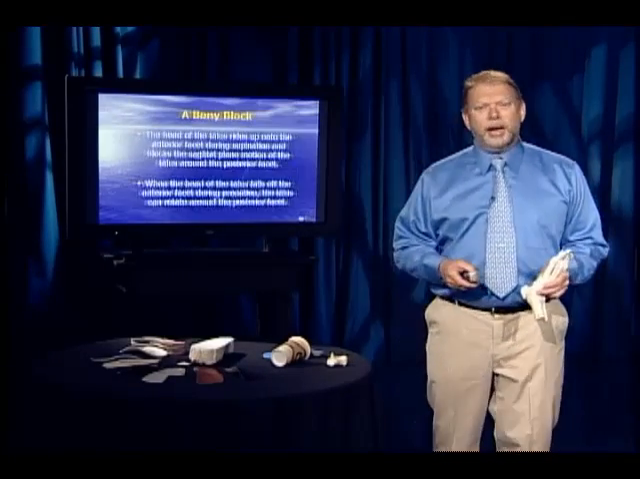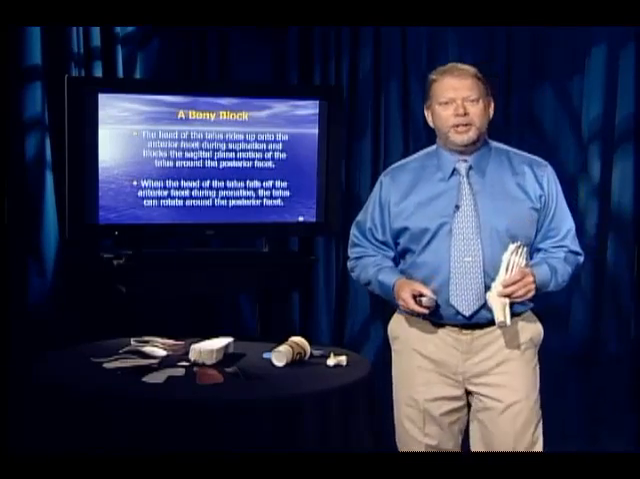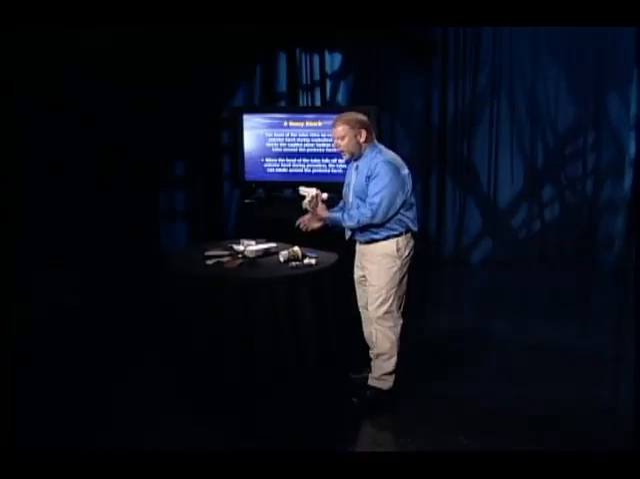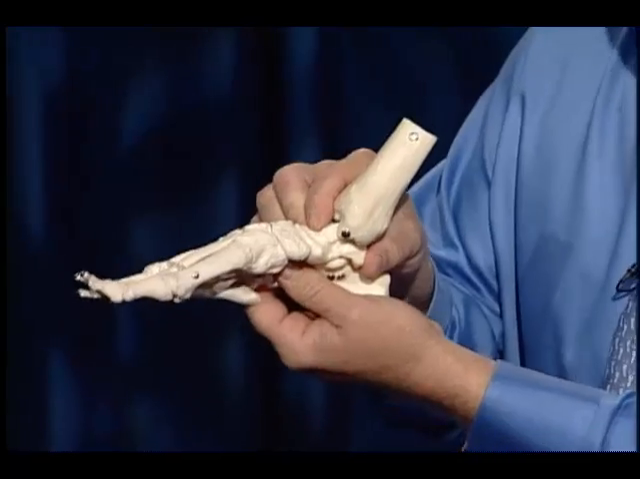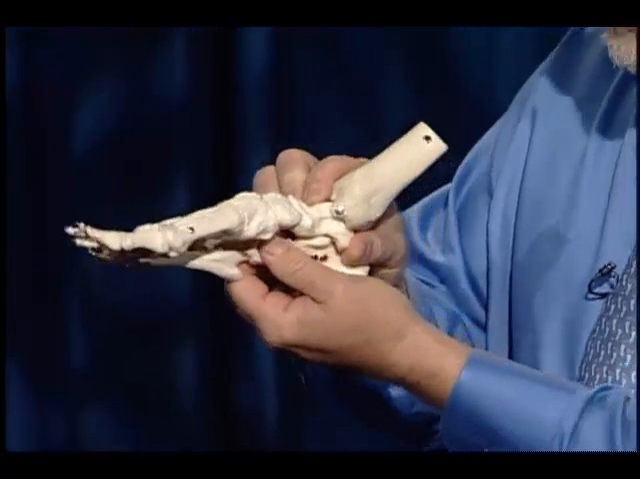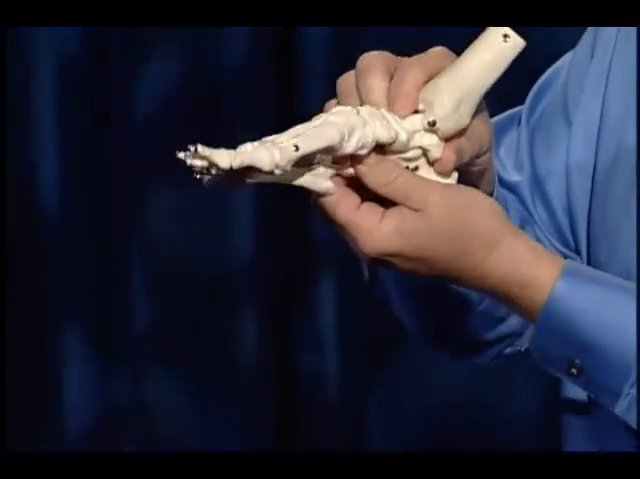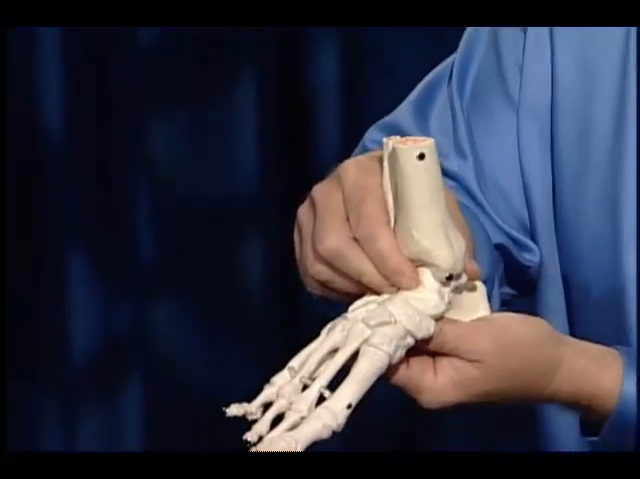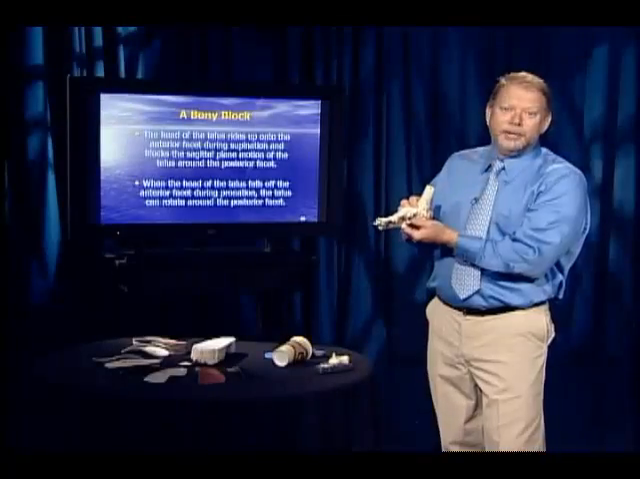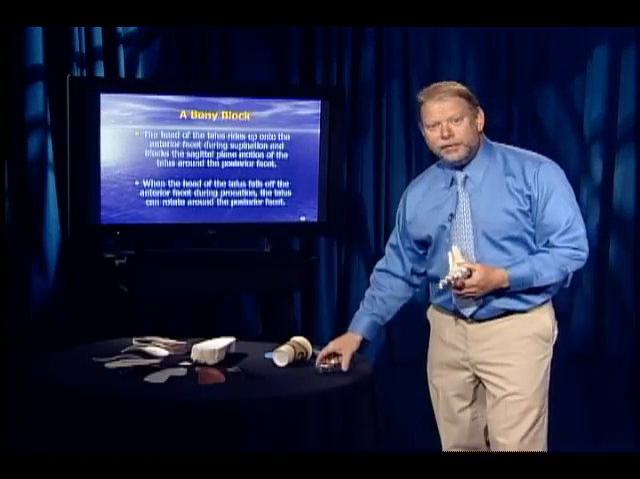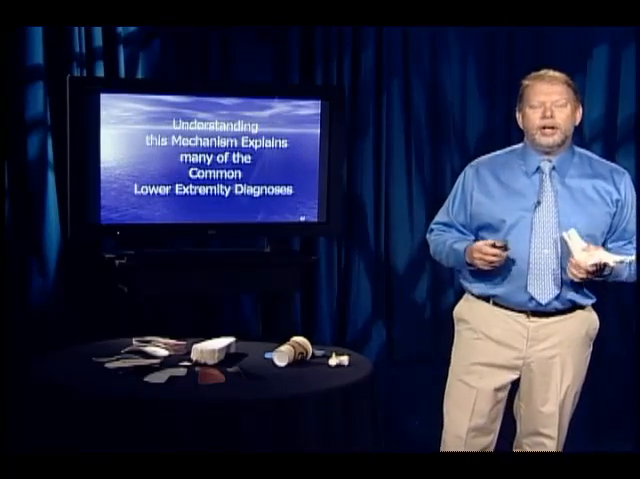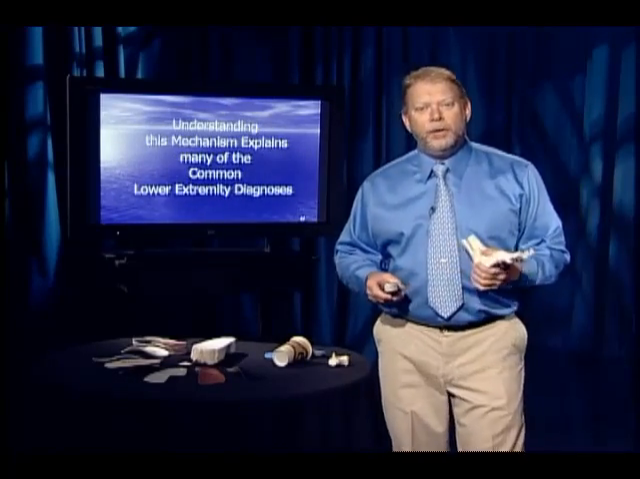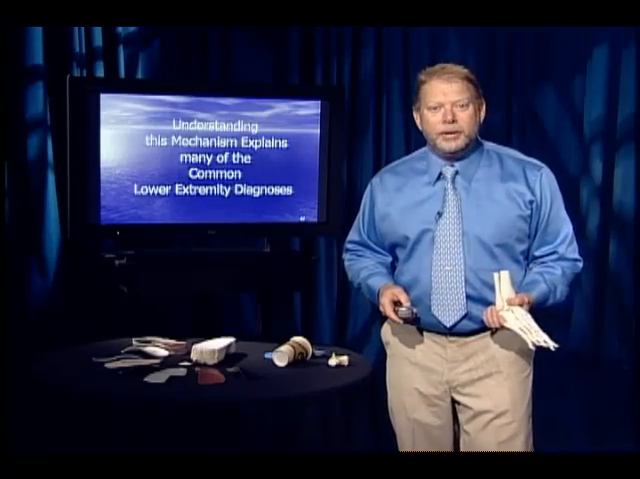So what is the locking mechanism? It's what I already told you. When the talar head slides down the anterior facet and falls off, you can now rotate around the cone-shaped posterior facet. It's a bony block. It's like falling off a cliff. Well, if you can understand that, you'll understand why so many people develop foot, ankle, knee, hip, and back problems.